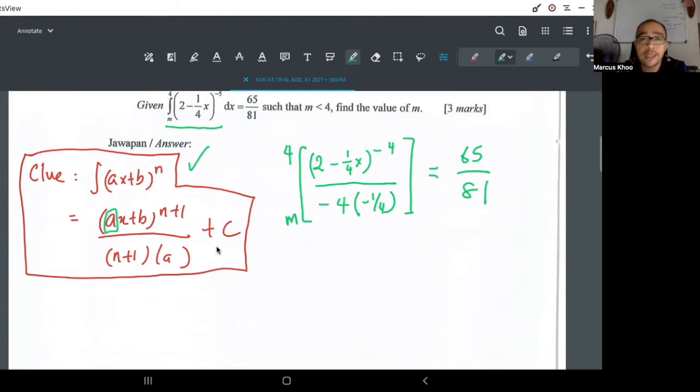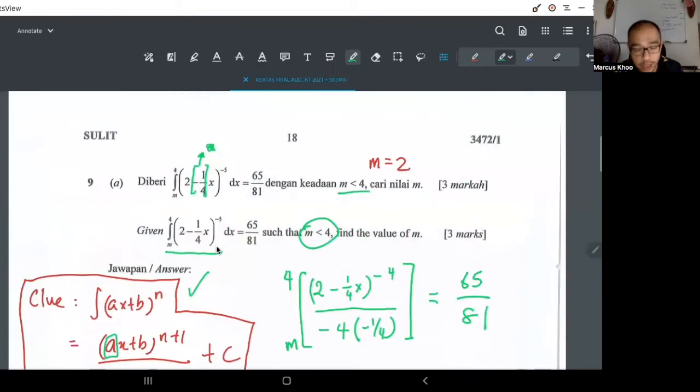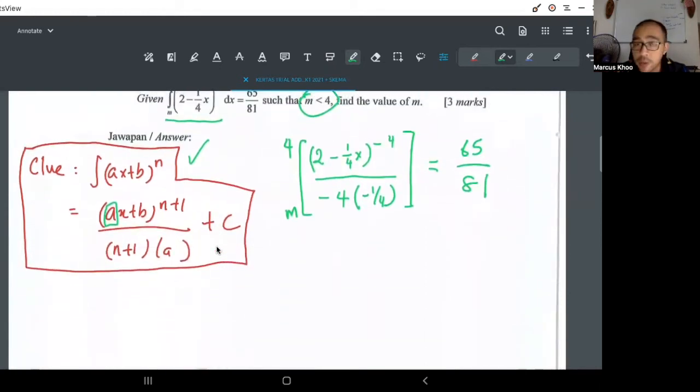What you will get now is an M squared, and so on. You get two answers for M, one of which is going to be more than 4 and the other less than 4. And you will get the answer M equals 2. So this is one of those questions where the integration is slightly challenging, but what happens after the integration is the more challenging part.